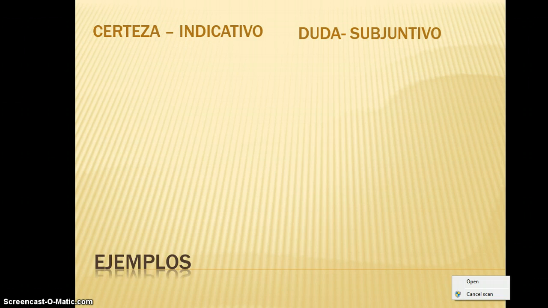Some examples of some indicative sentences with truth. Creo que estás enferma. I think or I believe that you are sick. Regardless of whether you are healthy or not, it's what I think or I believe. If I think it or believe it, it's true.